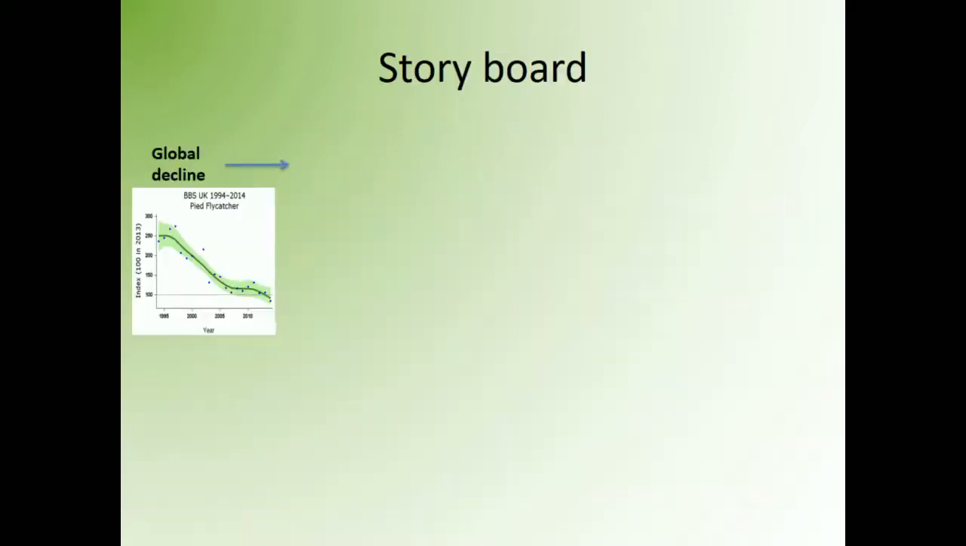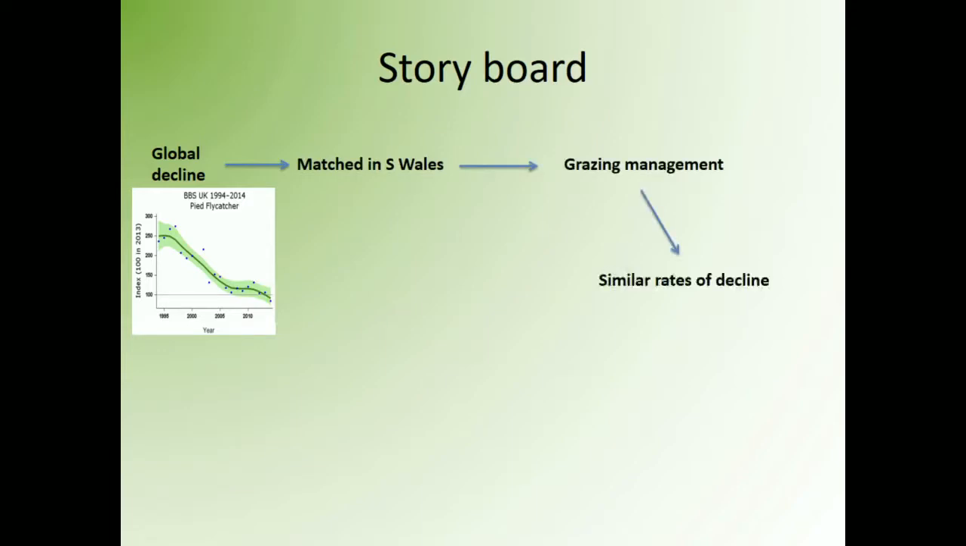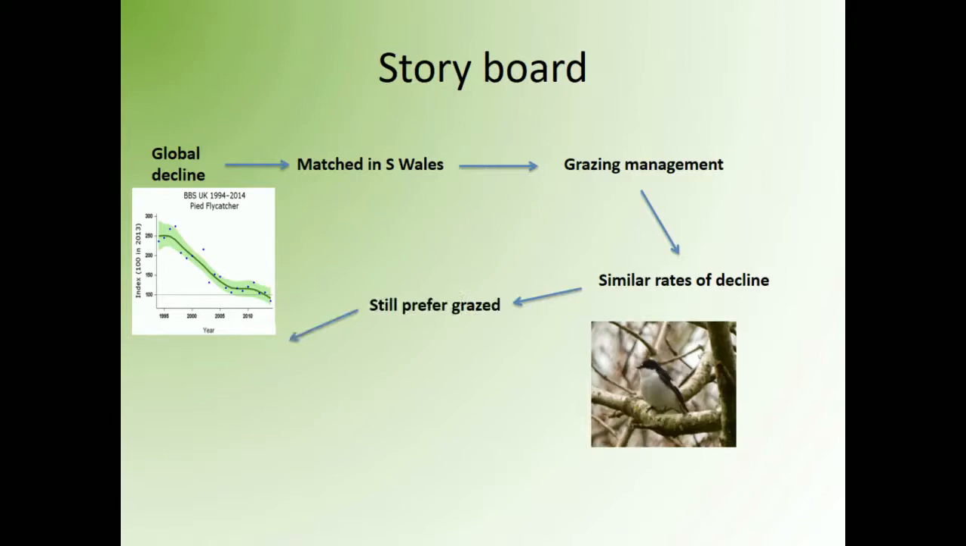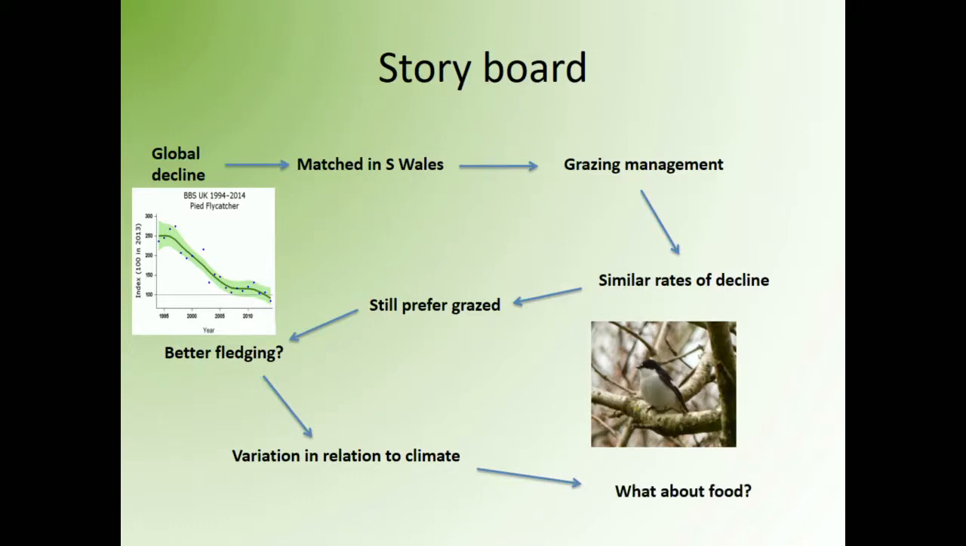So how I'm going to go through the talk is looking at the global decline and how that's matched in South Wales. Look at the grazing management and seeing the rates of decline, if they're similar between the two. Then we've got the fact that grazing is preferred, but does that mean that there's better fledging in the grazed areas? How is the variation in that productivity related to climate, and is that directly or indirectly affected? And therefore, what's the effect of food?